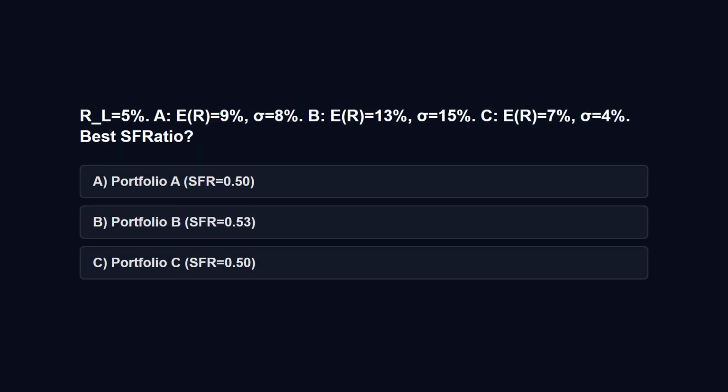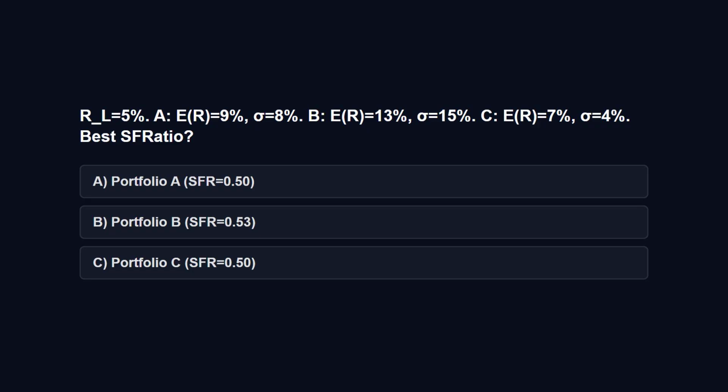Question 4. 3 portfolios are available. A pension fund needs at least 5% return. Portfolio A has E(R) 9% and sigma 8%. Portfolio B has E(R) 13% and sigma 15%. Portfolio C has E(R) 7% and sigma 4%. Using Roy's safety first criterion, which portfolio should the pension fund choose? If you chose Portfolio C, you are correct.